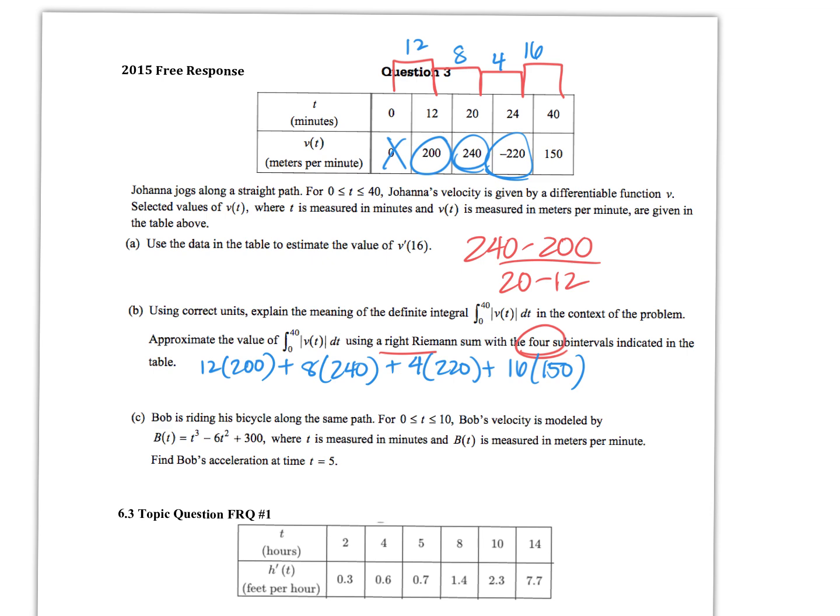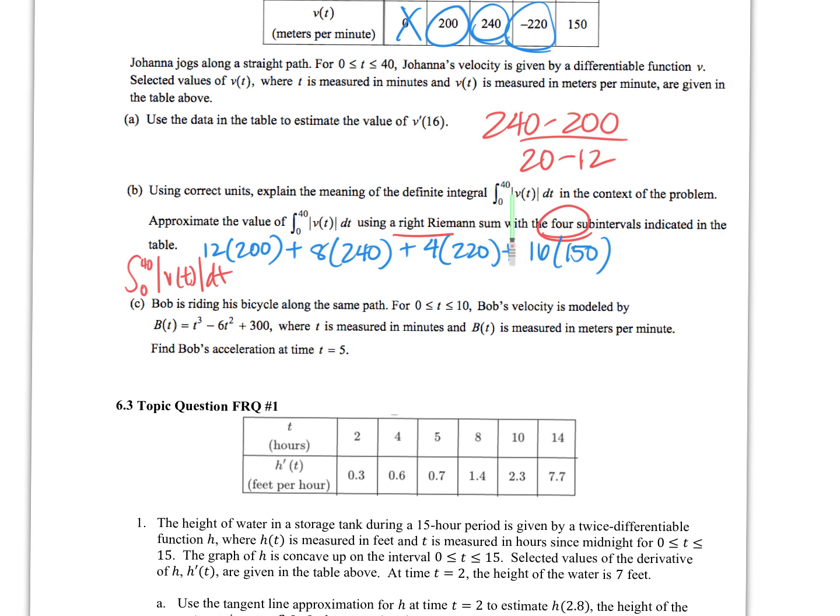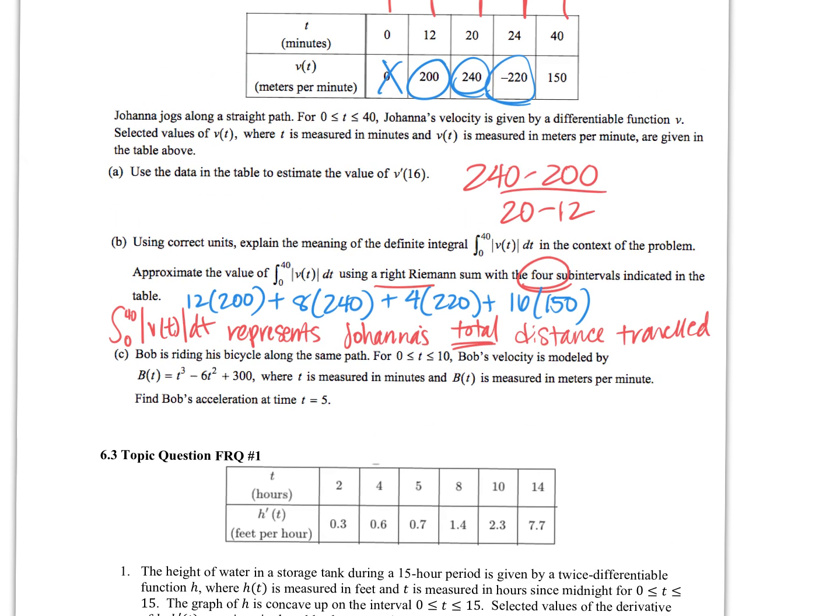However you want to say it, Johanna or Joanna. I would write the integral from 0 to 40, absolute value, v of t dt. I just copied that from right here. And we're going to say represents Johanna's total distance traveled. If you don't say the word total here, they won't give you the point.